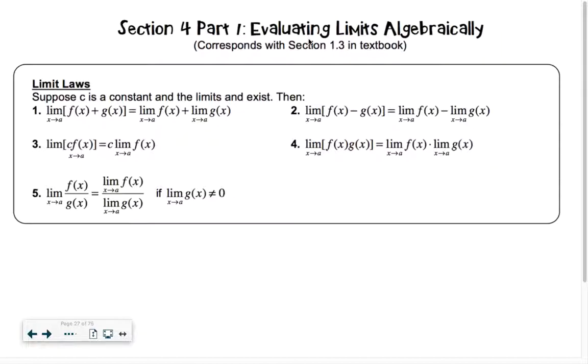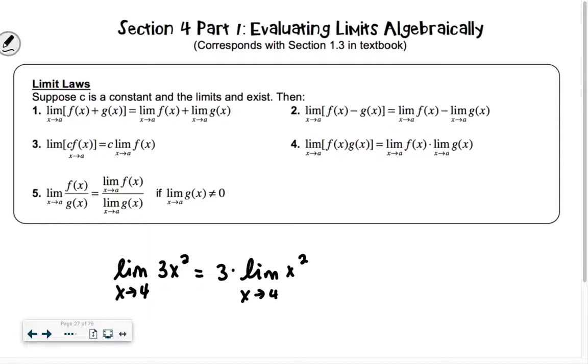Number 3 is when we have a constant. So if I had the limit as x goes to 4 of 3 times x squared, I could pull that 3 to the front and then just worry about the limit as x goes to 4 part, right? That would be 16, and then times the 3, 48. So we can pull any numbers, any constants, to the front of a limit. It's not affecting the limit as x goes to a number.